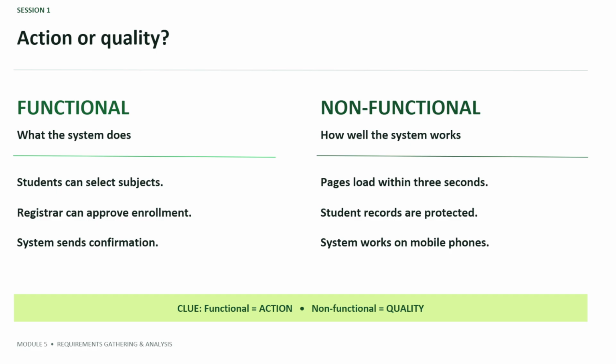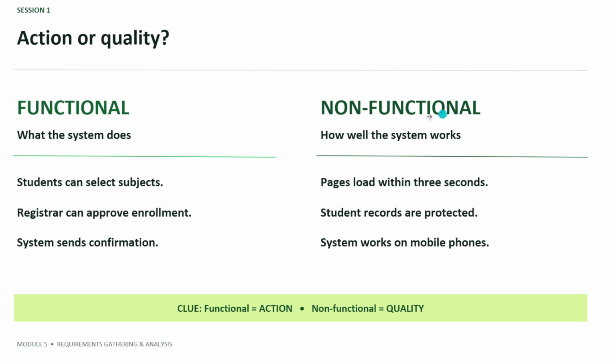A functional requirement talks more about what the system does. Okay, so in this example, we have students can select subjects, registrars can approve enrollment, system sends confirmation. It is more of an actionable process of your project. There are a lot of examples as well. Let's say, for example, a student can fill up a form, an admin can log into an admin portal, and so on. Those are functional requirements. It is basically an interaction between your system and the users.